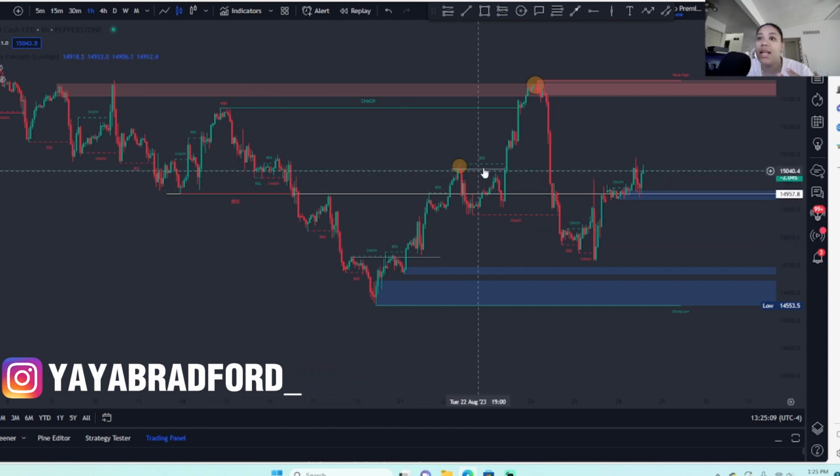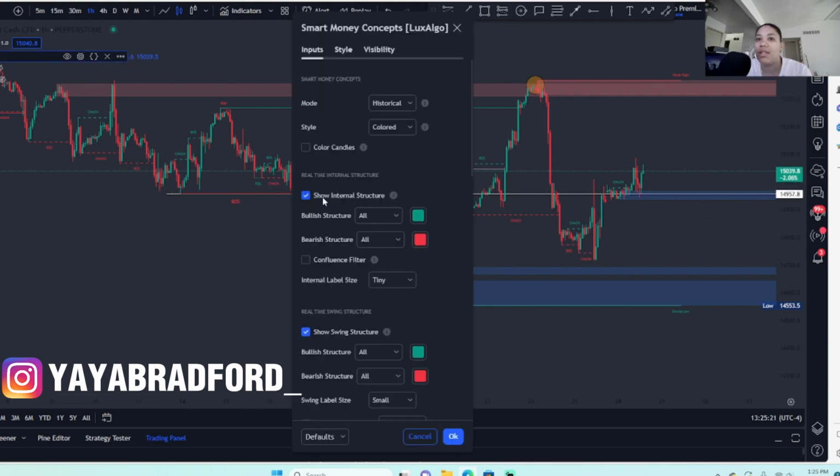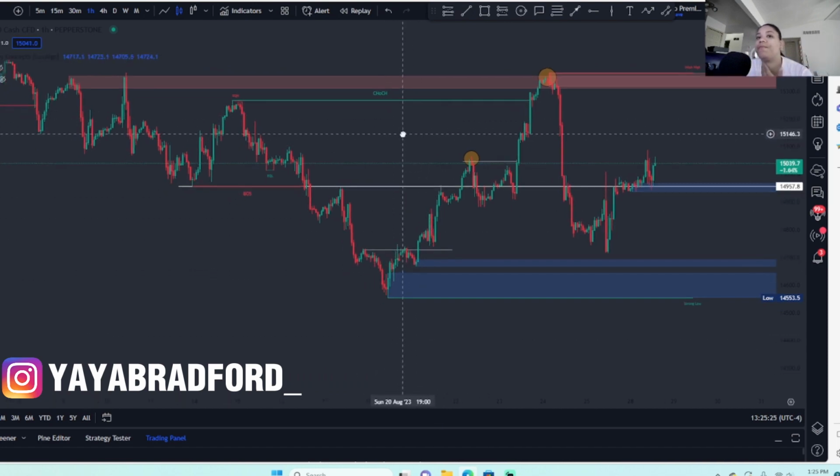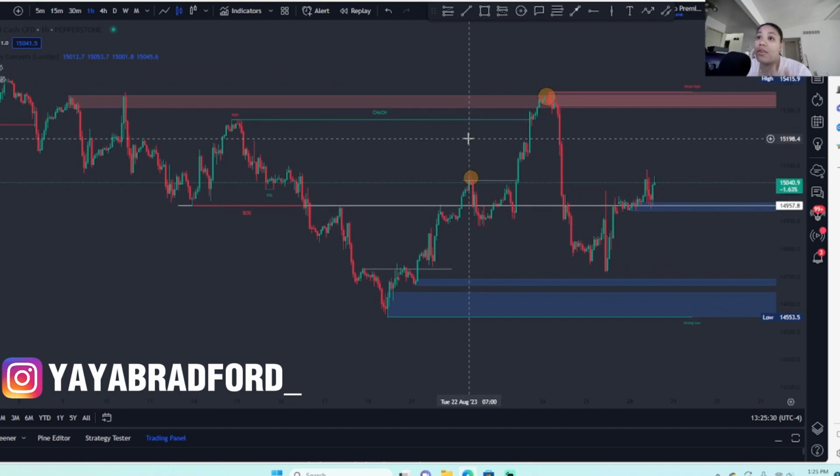So you see the dotted ones, those are minor breaker structures. And a dotted change of character, those are minor change of characters. So that's why I really take it off the chart, because I don't really care to see those. I want to see the actual trend changing. So when you got the solid change of character, this is letting me know that it created a new high in the market and the trend has officially changed.